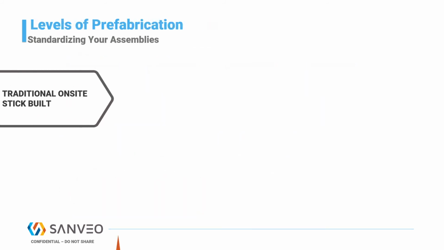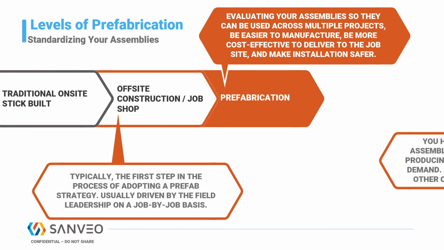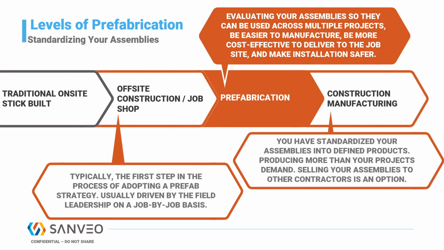To summarize, knowing which level of prefabrication you're trying to achieve is a critical step in the process. As a side note, it is important to state that all departments should be involved in this decision and in agreement. Once the desired level is agreed upon, then plans can be made with all departments to achieve that level.